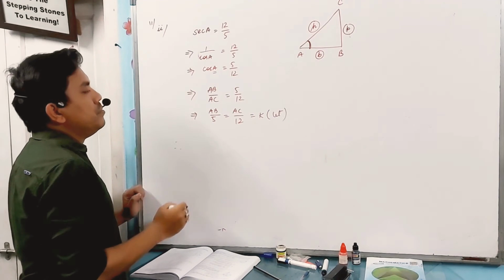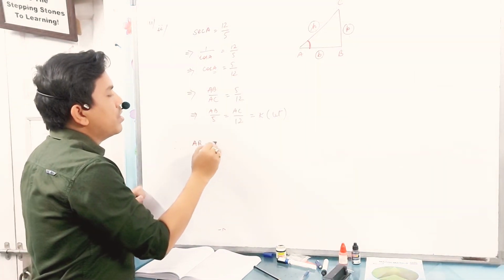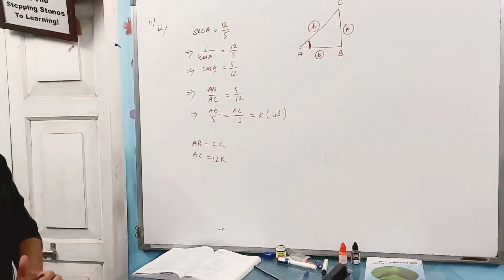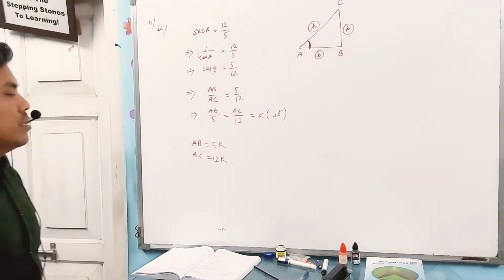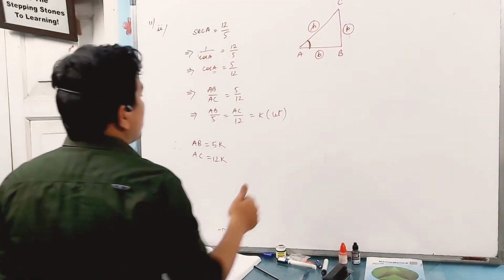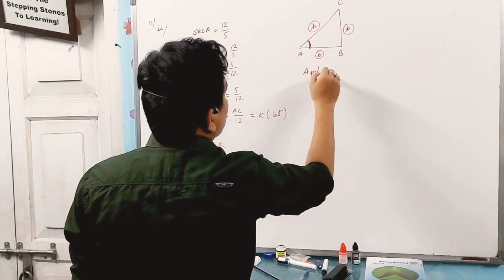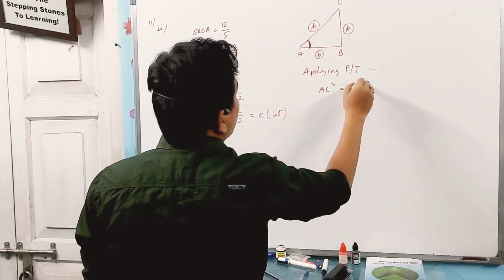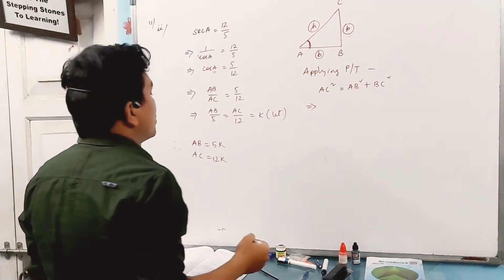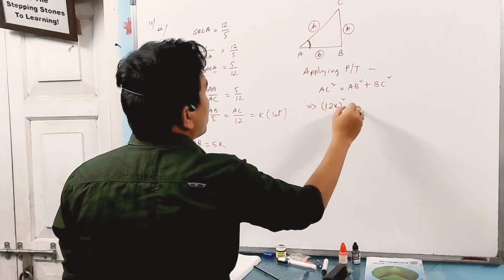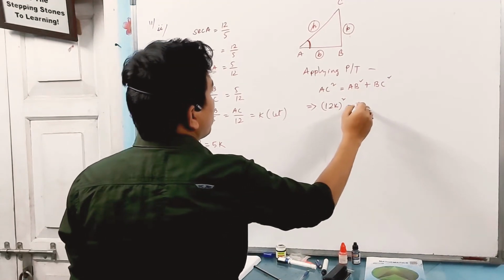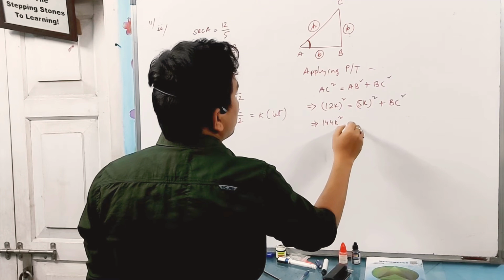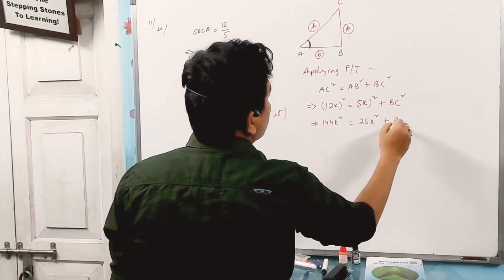Therefore, AB will be equal to 5K and AC will be equal to 12K. Now, if we apply Pythagoras, we can find out BC also, since AB and AC we know already. Applying Pythagoras theorem, AC square will be equal to AB square plus BC square. AC is 12K, AB is 5K, and we have to find BC now. So 144K square equals 25K square plus BC square.